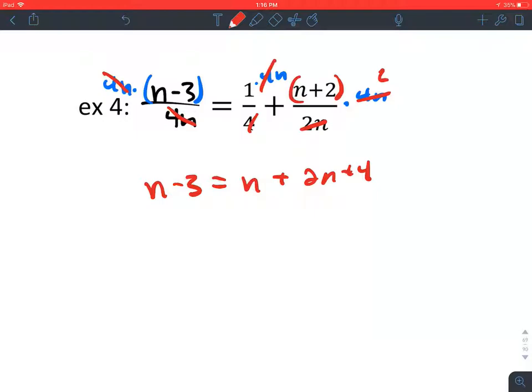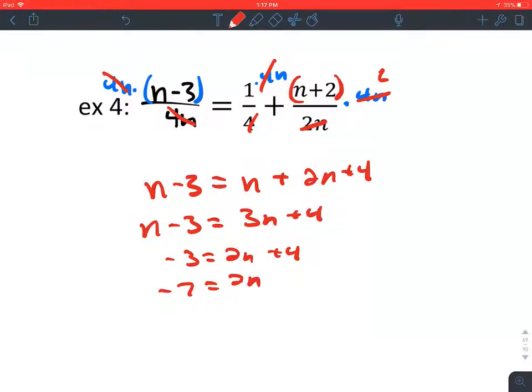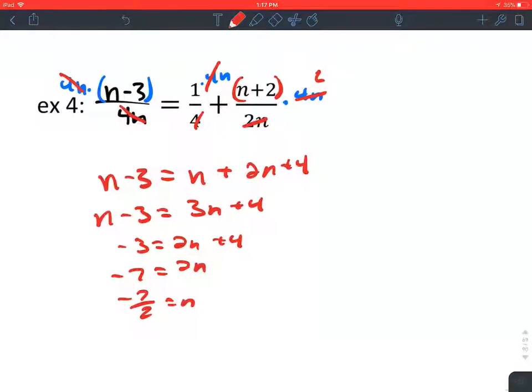No more fraction. We also don't have any exponents other than 1, which we don't even write. So we can just solve this old school. If we subtract n from both sides, subtract 4 from both sides, and divide both sides by 2, we get n is negative 7/2, or so we think.